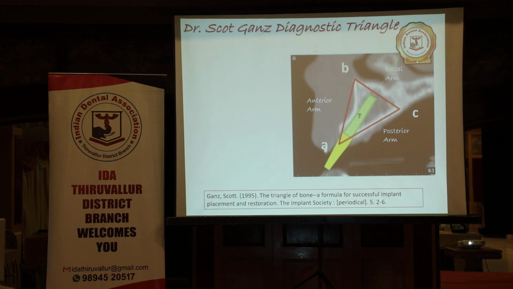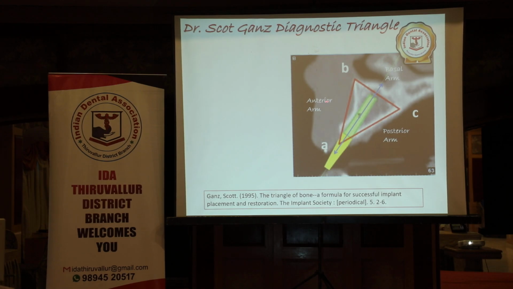When you are looking at the cross-sectional image, the first thing you have to do is imaginarily draw a triangle, with the apex of the triangle at the crest of the ridge and the base of the triangle towards the nasal floor. We have two arms connecting the apex and the base. The anterior arm represents the labial bone, the basal arm refers to the basal bone, and the posterior arm refers to the palatal bone.